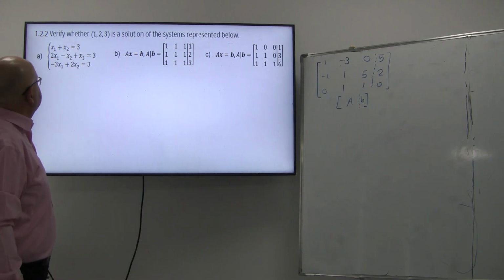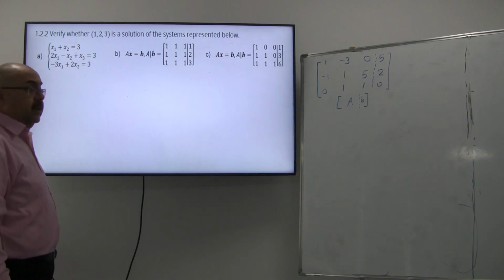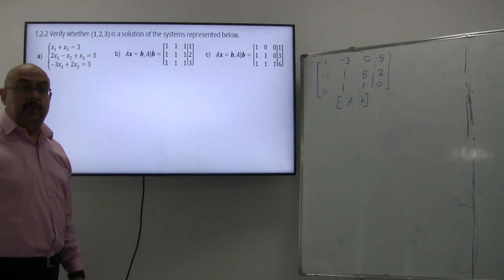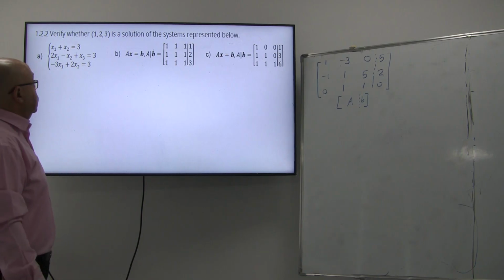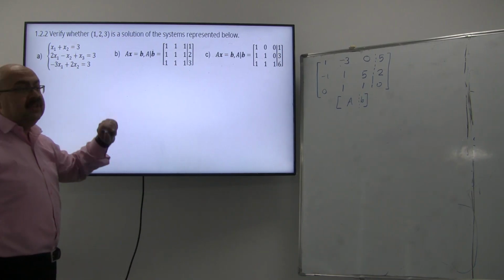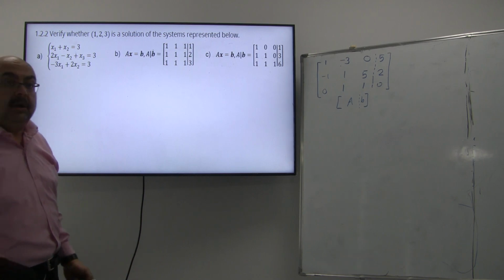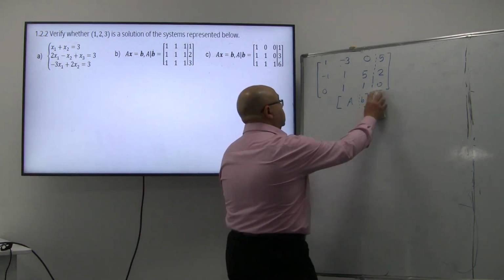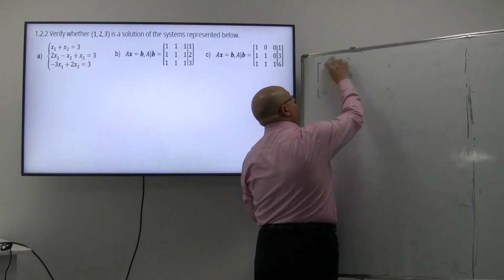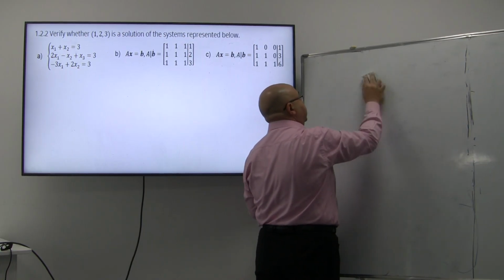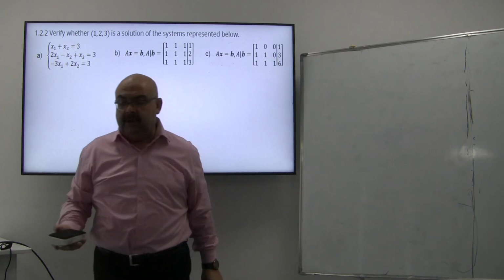In this problem, he is asking you to verify if 1, 2, 3 are a solution of each of these systems. Osman, come let's see, how do you know if it's a solution or not? How do I know that the numbers 1, 2, 3 are a solution for a system? What do I do? Tell me.